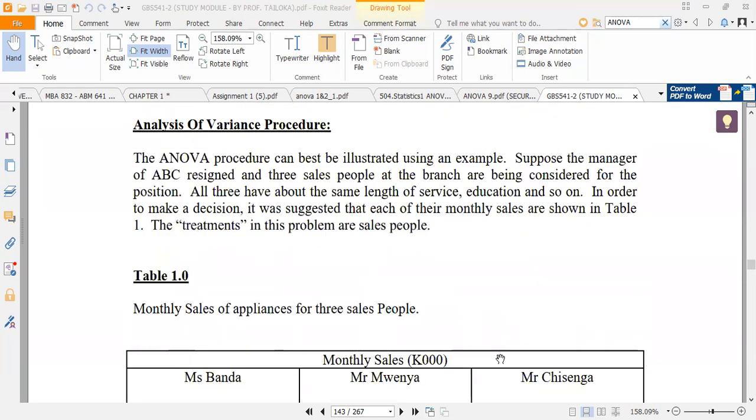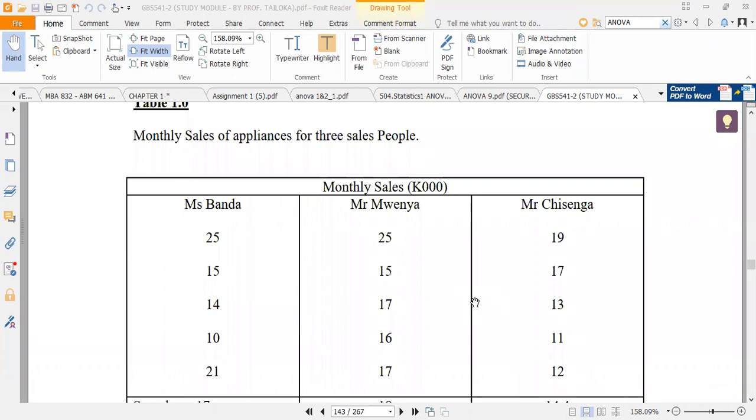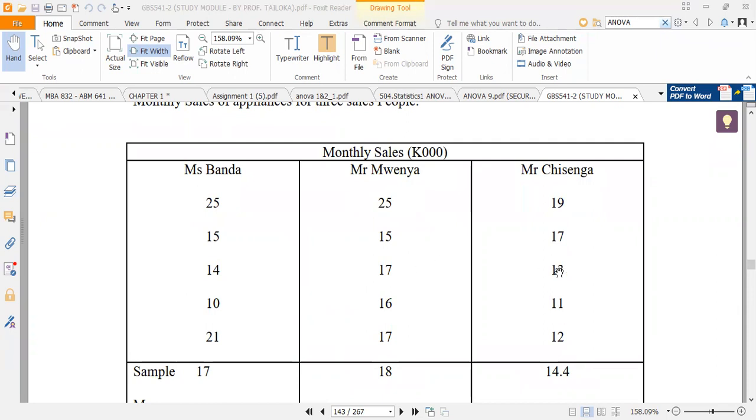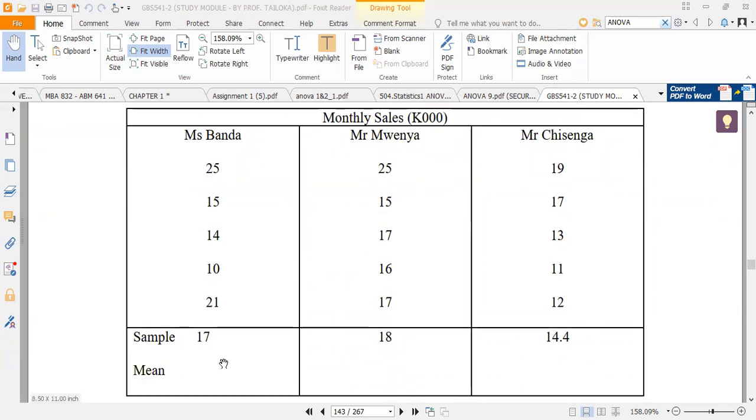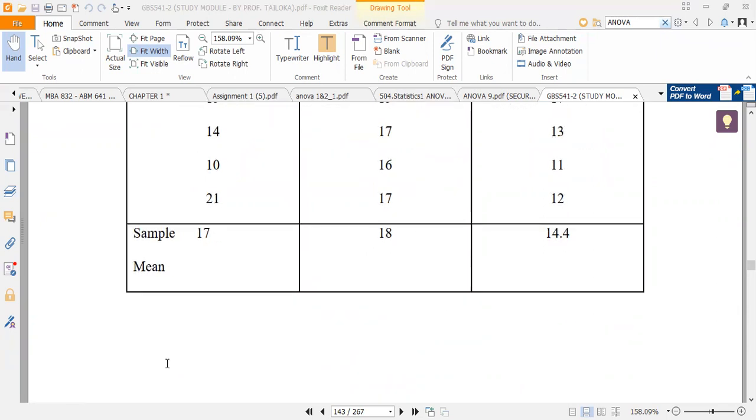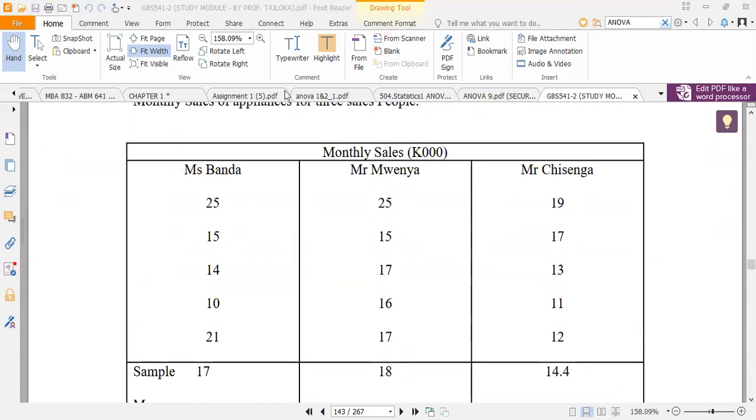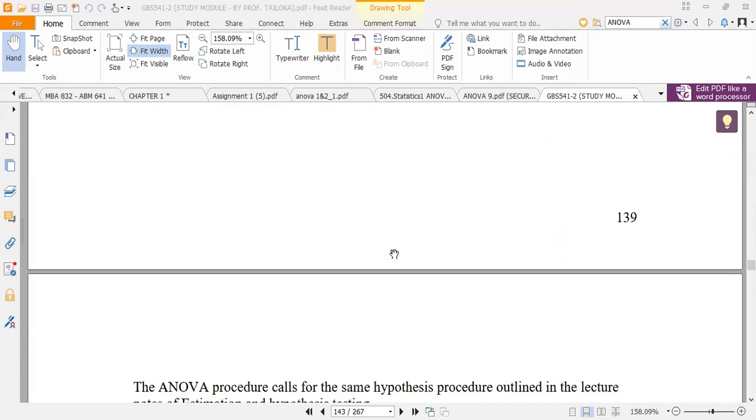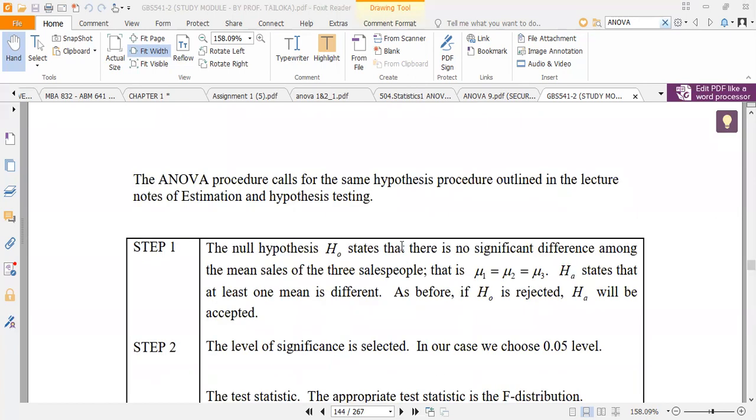So ANOVA can best be illustrated by an example given as follows. We have 3 people in the sales department, Ms. Banda, Mr. Mwenya, and Mr. Senga. Each of these ones has the following sample means. So we want to see, should we promote this man over this, or this man over this, Mr. Senga? We can use their sales to calculate.